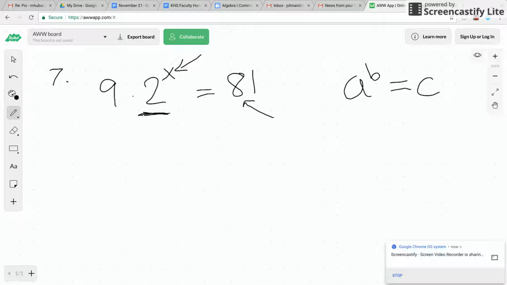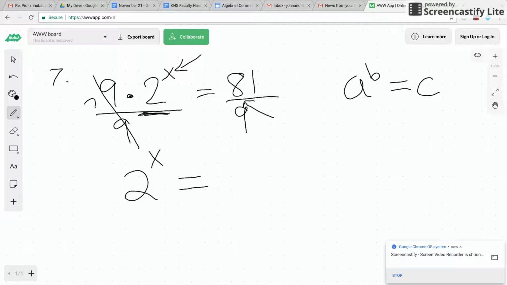The problem is what is that 9 that sits out in front of the 2 to the x power? So we have no idea what this is. It's not a part of basic exponential form. So one approach that we can use is to divide both sides of the equation by 9. And so when you divide the left side of the equation by 9, you're left with 2 to the x power equals 81 divided by 9 is 9.